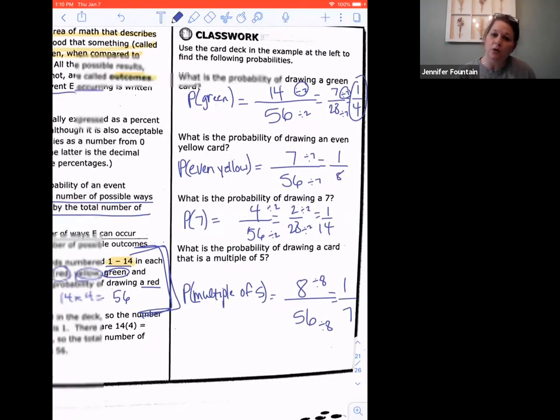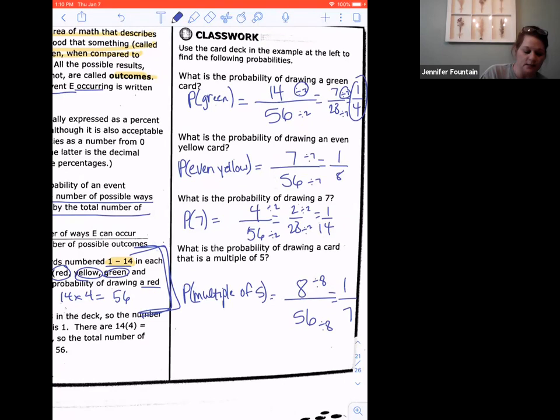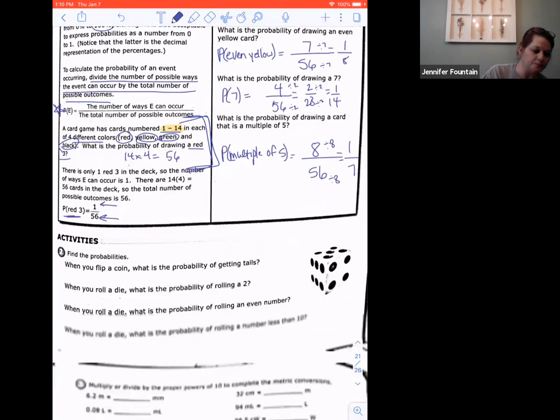Does everybody feel okay being able to identify which number goes in the numerator, which one goes in the denominator, and how to figure out what my numbers are? Is everybody good with that? Awesome. All right. Let's look at our activities on 153.